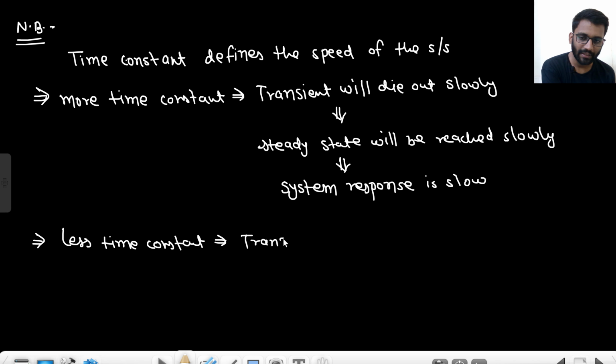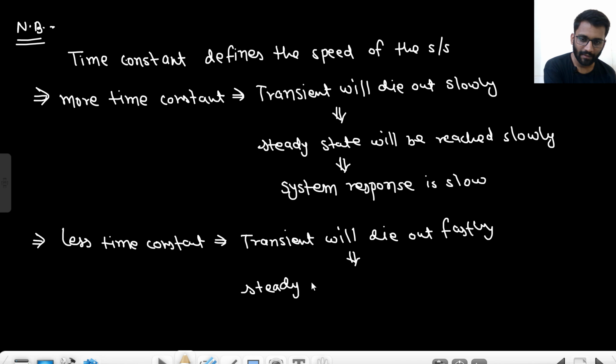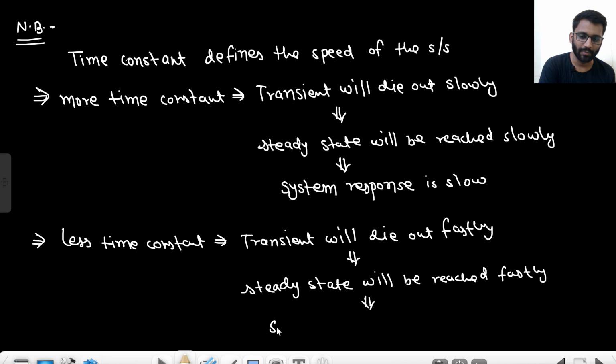transient will die out fast. Steady state will be reached fast. That means system response will be fast.